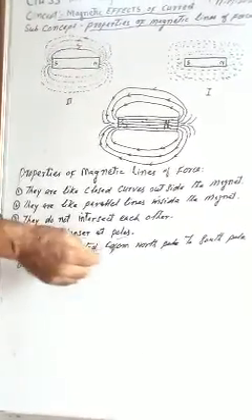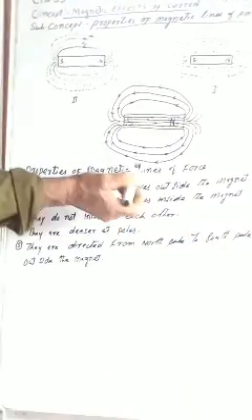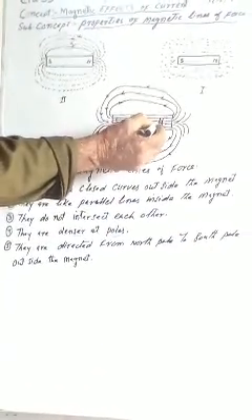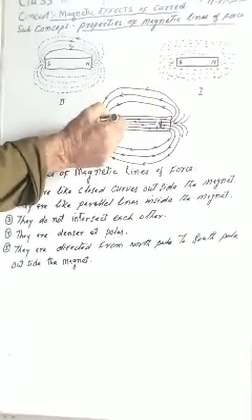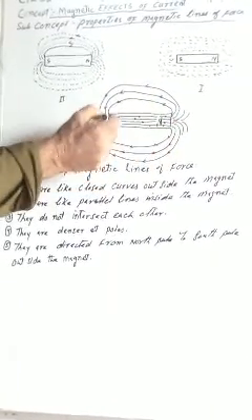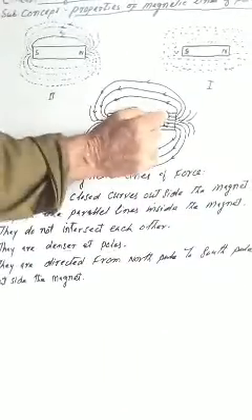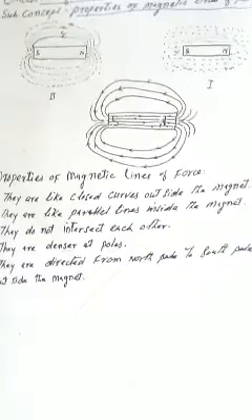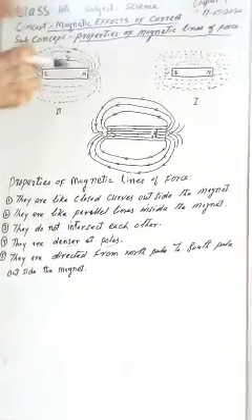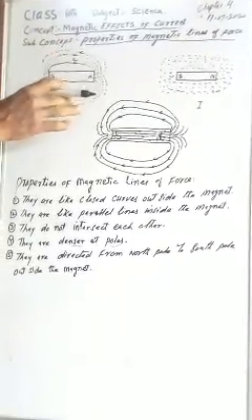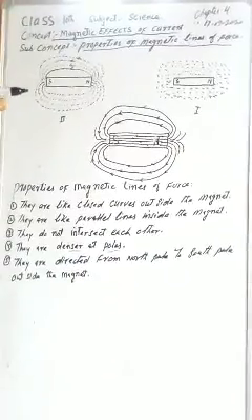They are directed from north pole to south pole outside the magnet. Here this is north pole, their direction outside the magnet is from north to south, this way, and inside the magnet their direction is from south to north. Here a question arises, why do any two magnetic lines of force around a bar magnet not intersect each other?